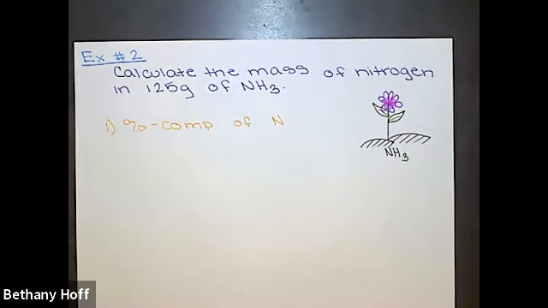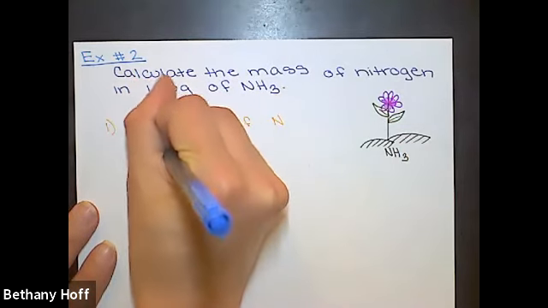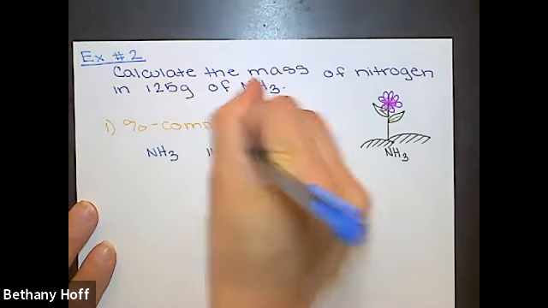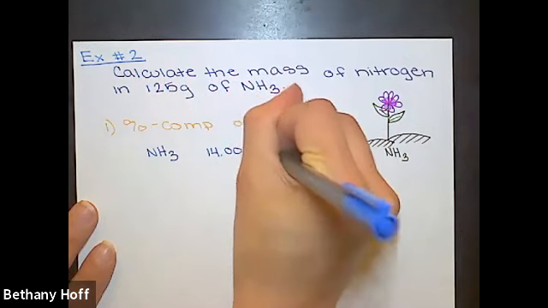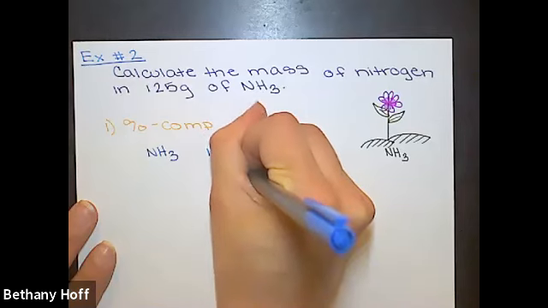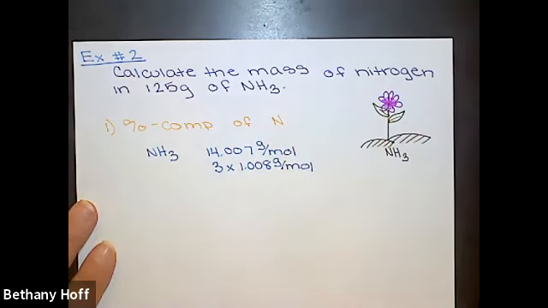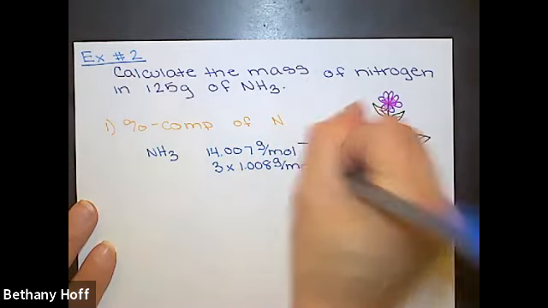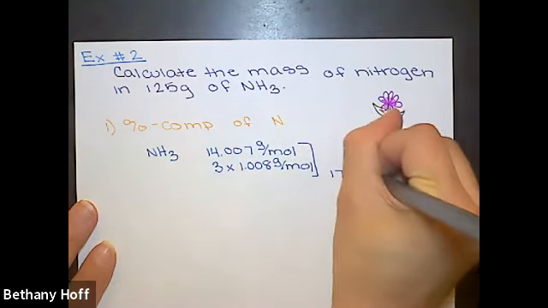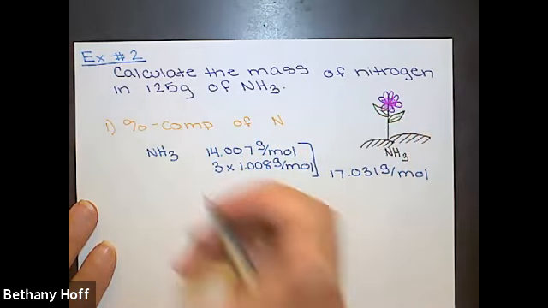We're going to use our handy dandy periodic table. Let's first find our molar masses. So we have ammonia, NH3. Nitrogen has a molar mass of 14.007 grams per mole. And we have 3 hydrogen, so I'm going to multiply that by the molar mass of hydrogen. And I end up getting a molar mass of 17.031 grams per mole.